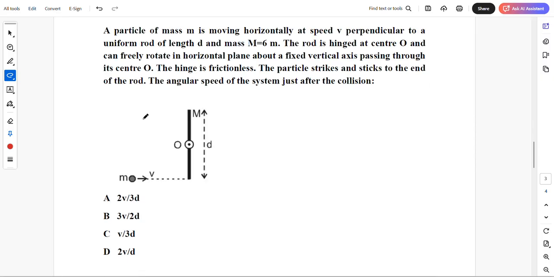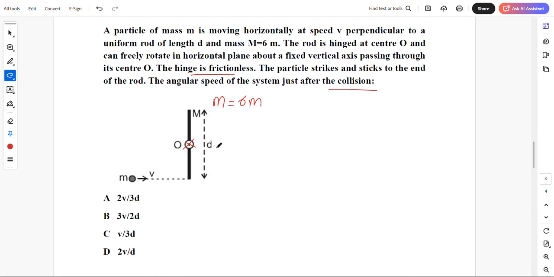In this problem, it is saying a particle of mass m is moving horizontally at speed v. Okay, this is a point mass. The speed v is perpendicular to a uniform rod of length d and mass capital M, which is 6m as given. The rod is hinged at center O, and can freely rotate in the horizontal plane about a fixed vertical axis passing through its center. The hinge is frictionless. The particle strikes and sticks to the end of the rod. Find the angular speed of the system just after the collision.